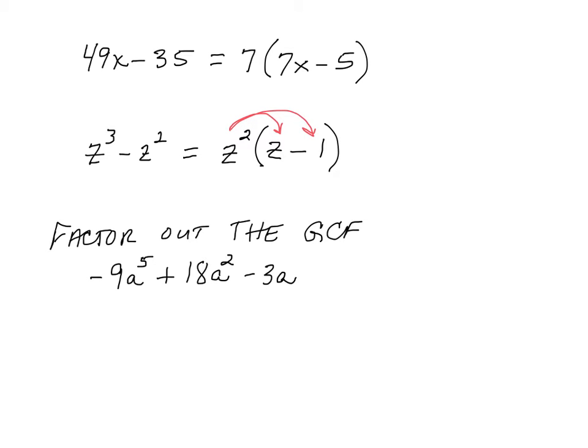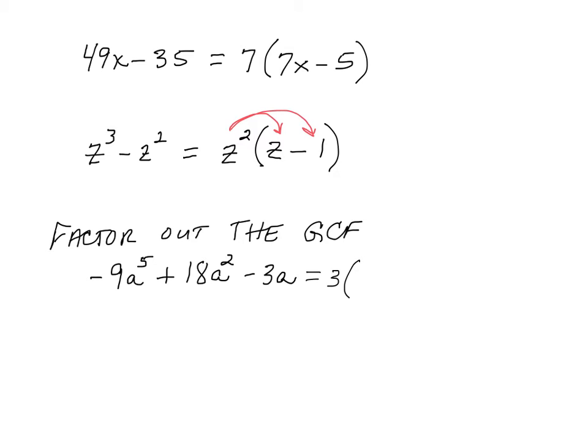Let's look at this one. We have a trinomial now. Let's look at minus 9a to the 5th plus 18a squared minus 3a. Let's look at the numerical coefficients and try to see what the GCF is there. It is going to be 3. And what happens when you factor out a 3?